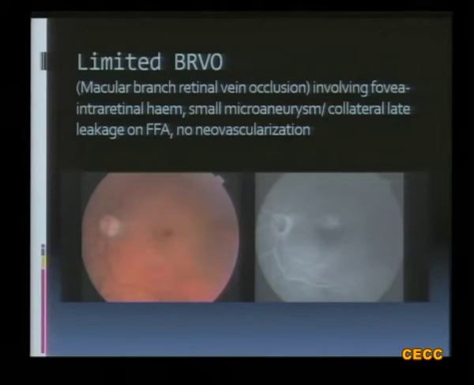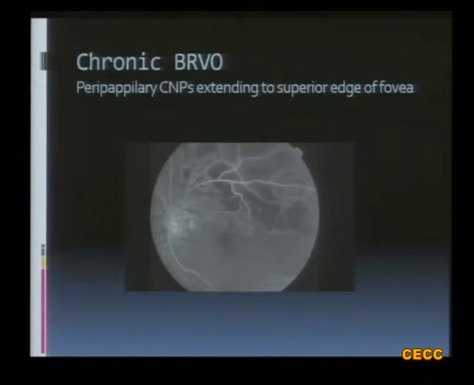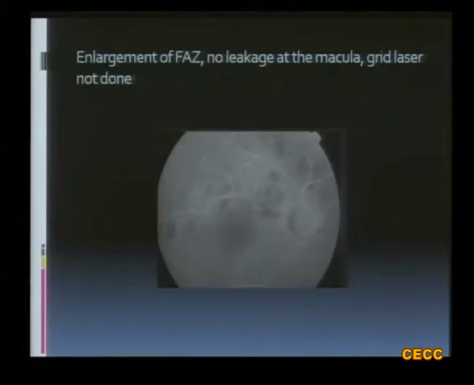Then there's a condition called macular BRVO or limited BRVO. In this, clinically, you would just see a small hemorrhage at the center of the macula. But when you do an FFA, you find that there is a leakage but no neovascularization. So you would not actually see a blockade of the vessel, but the small hemorrhage and a small leakage on angiography would suggest that it's a macular BRVO. Then in chronic BRVO, you would find areas of capillary non-perfusion, and if they are extending up to the macula, again, this patient doesn't have a very good prognosis.